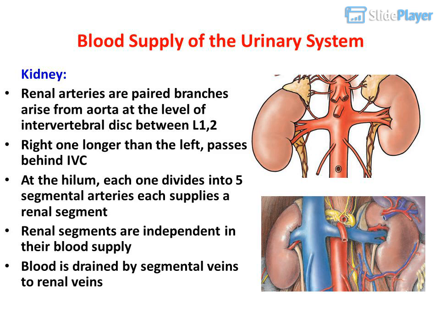Blood supply of the urinary system. Kidney: renal arteries are paired branches that arise from the aorta at the level of the intervertebral disc between L1 and L2. The right one is longer than the left and passes behind the IVC. At the hilum, each one divides into 5 segmental arteries, each supplying a renal segment. Renal segments are independent in their blood supply. Blood is drained by segmental veins to renal veins.